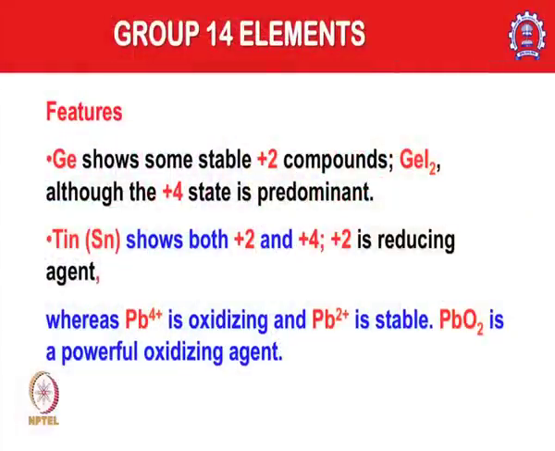chemistry. And what are the other features of group 14 elements? Germanium, the third one in the series, shows some stable +2 compounds such as germanium iodide, although the +4 state is predominant. And tin shows both +2 and +4 states, and +2 is reducing in nature and +4 is oxidizing in nature. Whereas in lead, 4+ is oxidizing and lead 2+ compounds are stable. For example, PbO2 is a very powerful oxidizing agent.